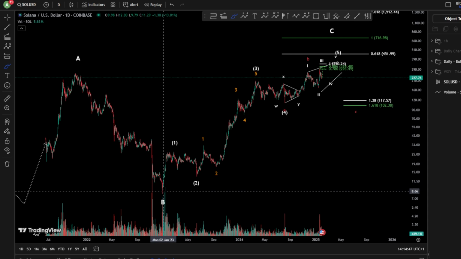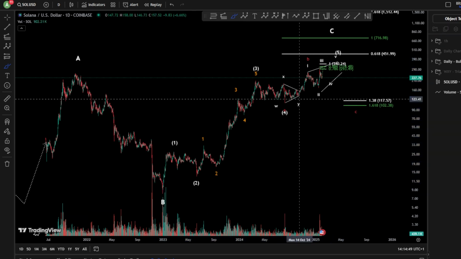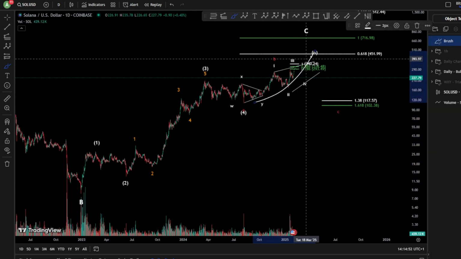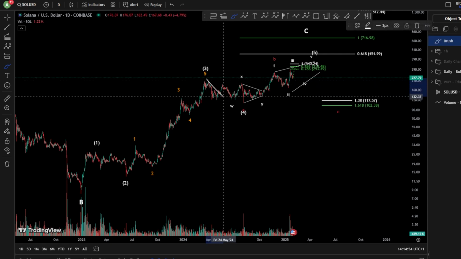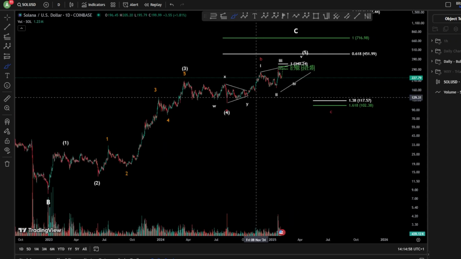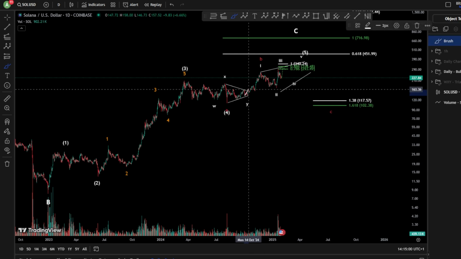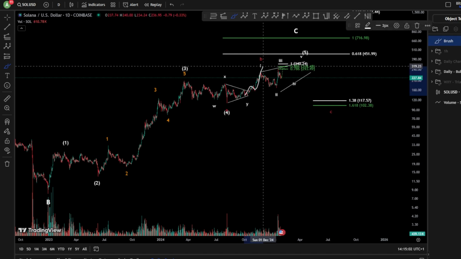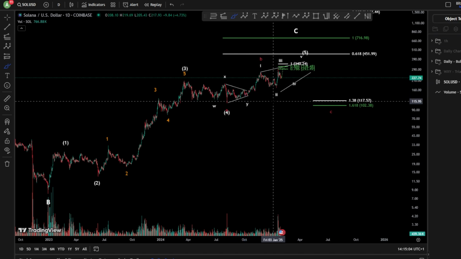Now we are looking, of course, into this wave C. We are currently in a wave 5 of a wave C after, of course, a correction W, X, and Y. Your wave Y is a triangle finishing exactly here, and we're looking at A, B, C, of course, for your wave 1 in an ending diagonal.